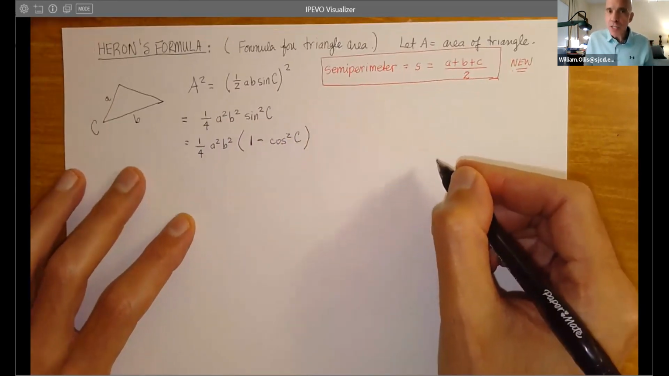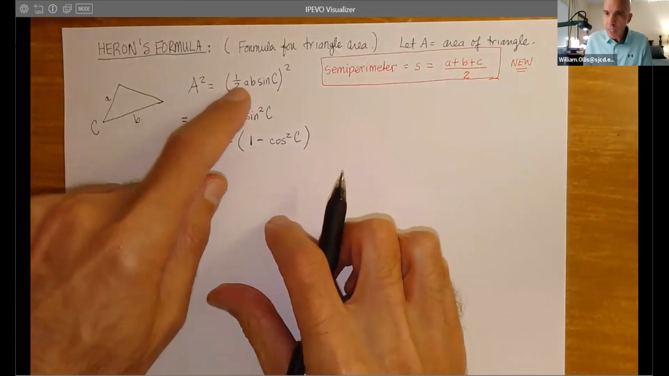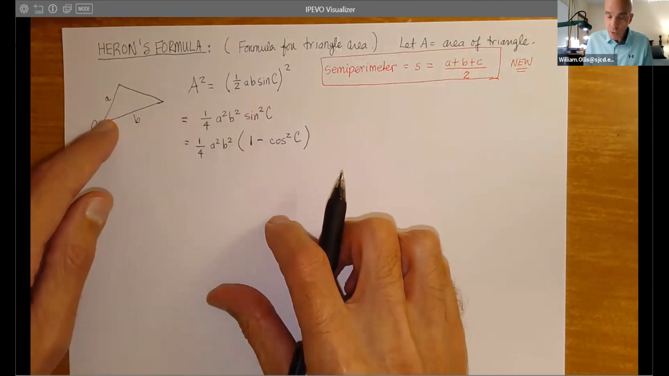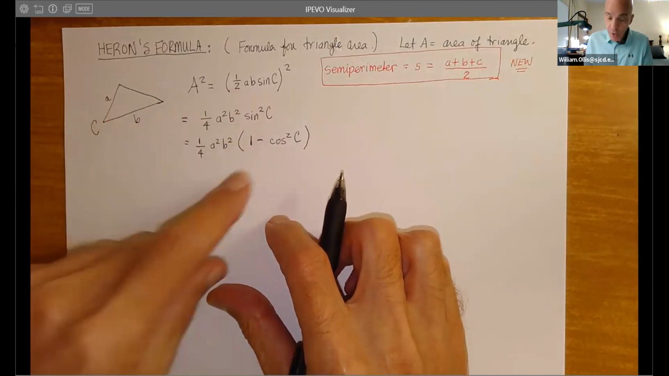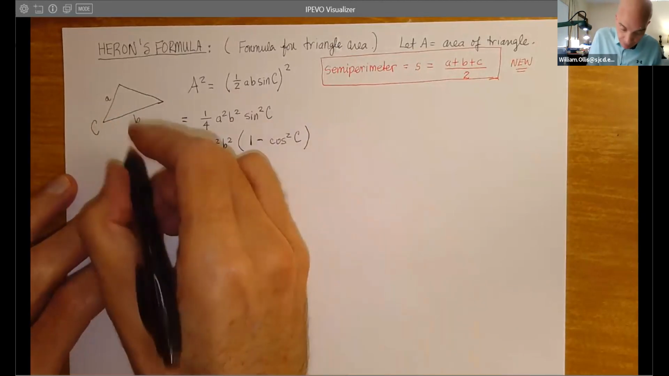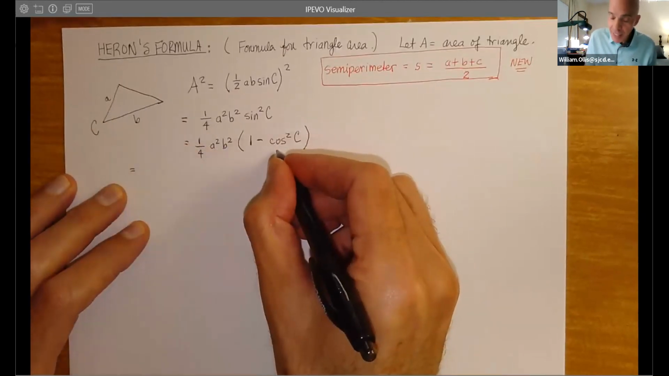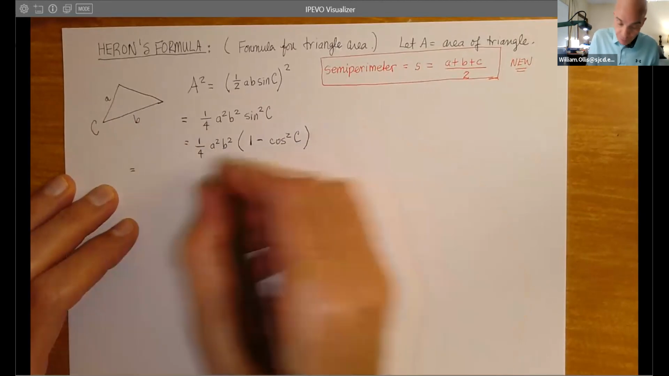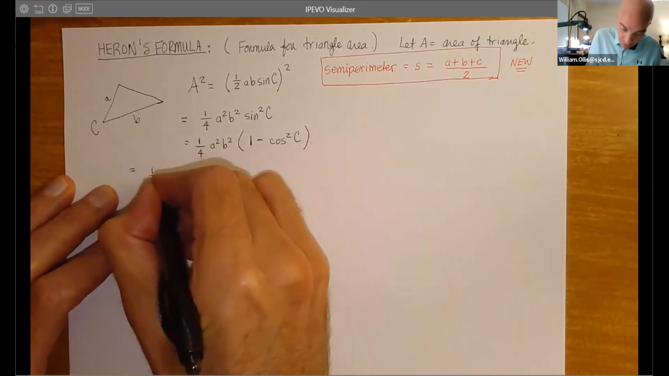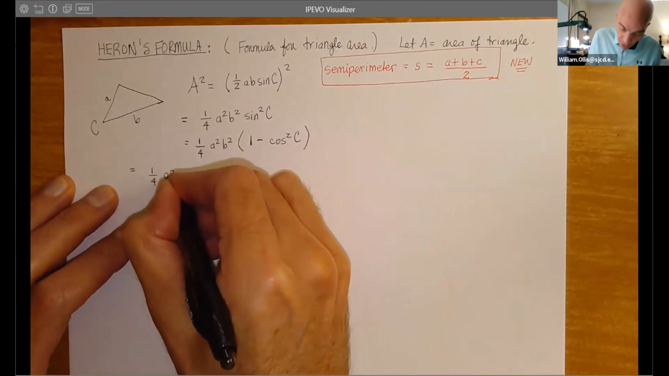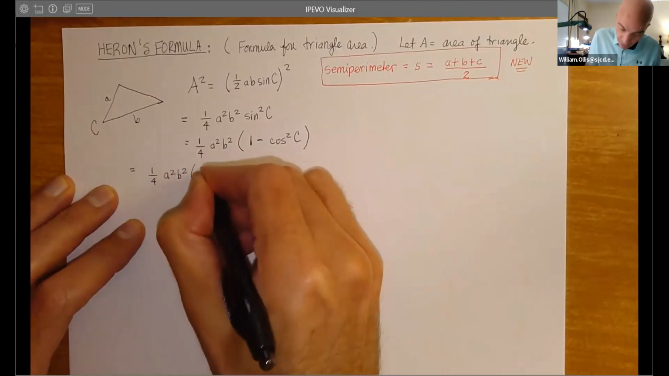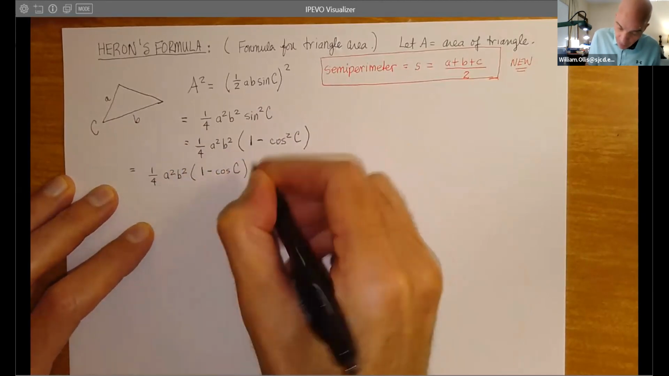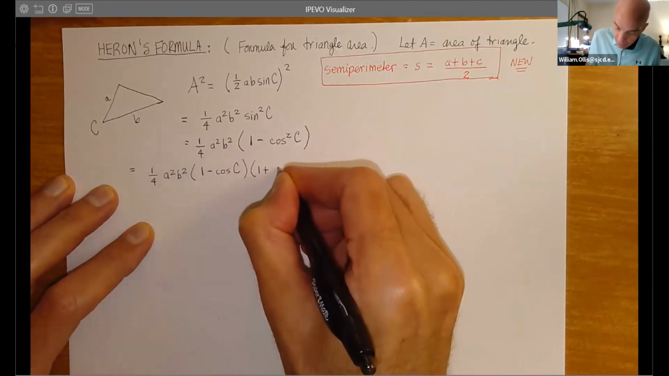Again, this is all basic algebra. First, we use the formula for the area of the triangle that we just learned a couple of lectures ago. We square it out, then we use the fundamental identity. Now we're just going to apply some basic algebra. We're going to write this as a difference of two squares factored, because that's what it is. So 1/4 A squared B squared, times 1 minus cosine C, and then 1 plus cosine C.